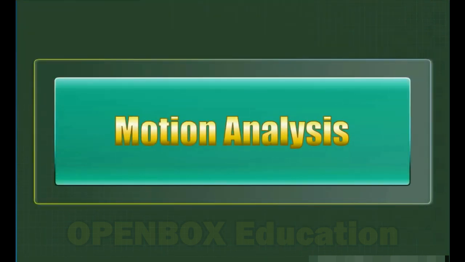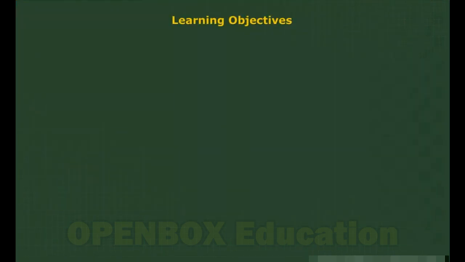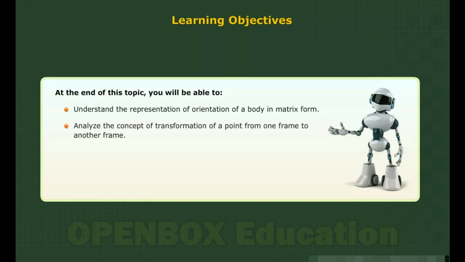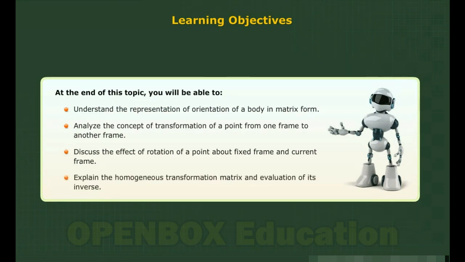Motion analysis. Learning objectives. At the end of this topic, you will be able to understand the representation of orientation of a body in matrix form, analyze the concept of transformation of a point from one frame to another frame, discuss the effect of rotation of a point about fixed frame and current frame, explain the homogeneous transformation matrix and evaluation of its inverse.